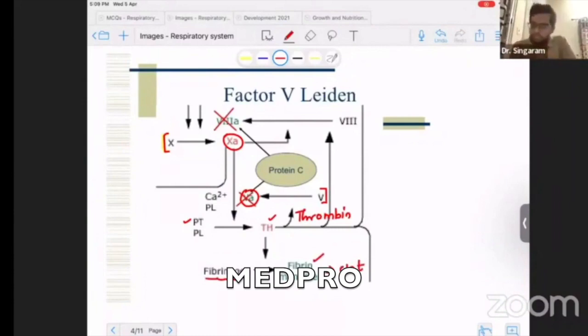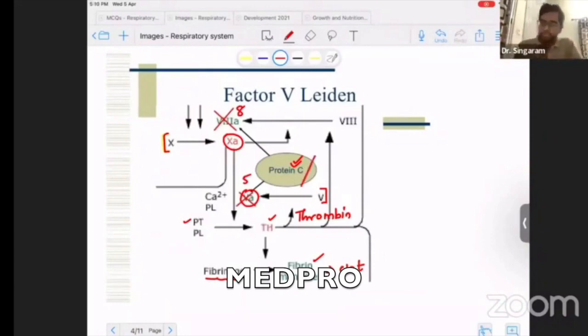Now you see this protein. It is protein C. What does protein C do? The role of protein C is to inactivate the clotting factors. It will inactivate factor 8, and factor 5 also. Whenever the clotting requirement is over, protein C will come in and inactivate factor 8 and factor 5. Normally in our body, this is inactivated with the help of protein C.